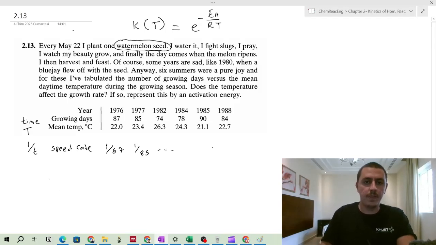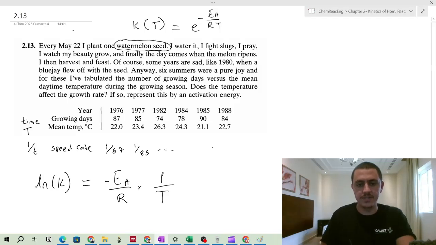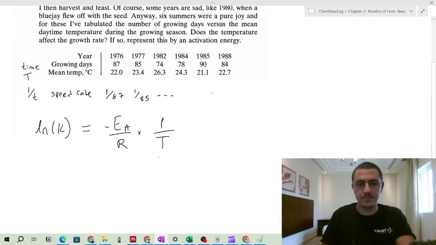If you remember, in order to get activation energy from a plot, we were doing ln k. We take ln of both sides, so we have EA over R times 1 over T. We separate the variable here. We have temperature which is varying by time, by years.